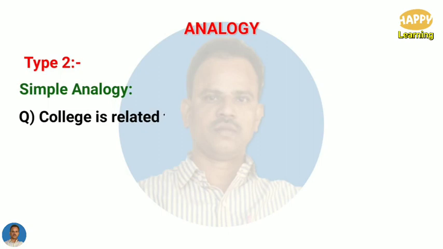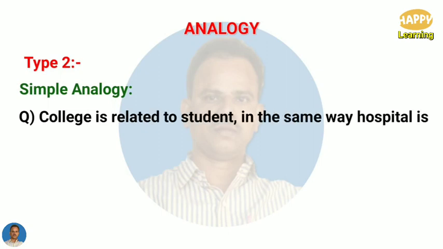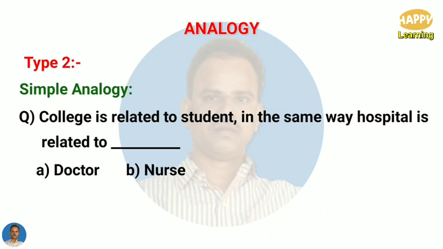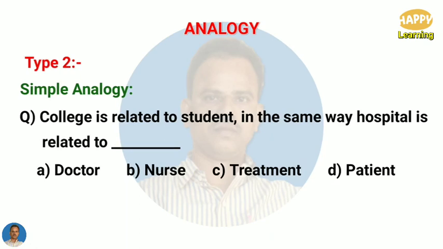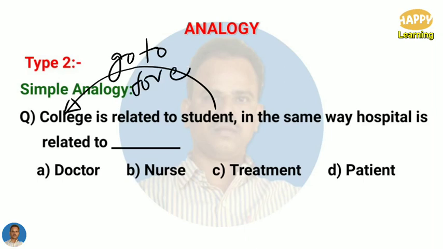College is related to student in the same way hospital is related to dash. The options are doctor, nurse, treatment, patient. See, college is related to student. Students go to college for education. They go to that place for education.